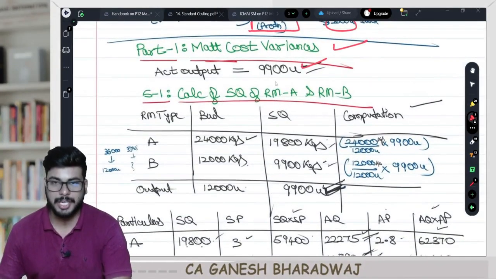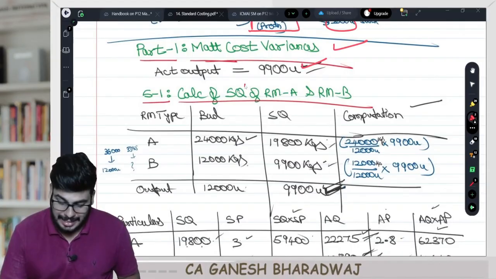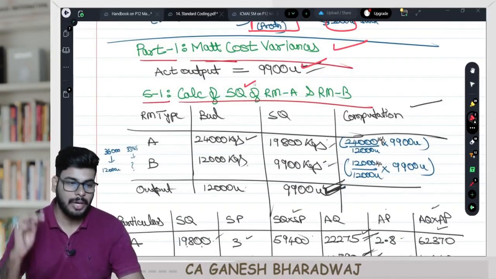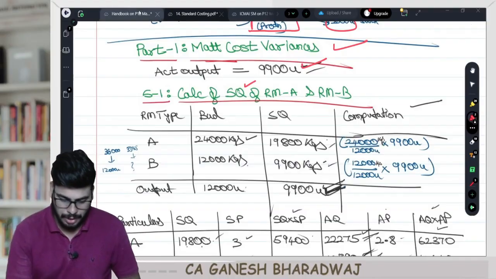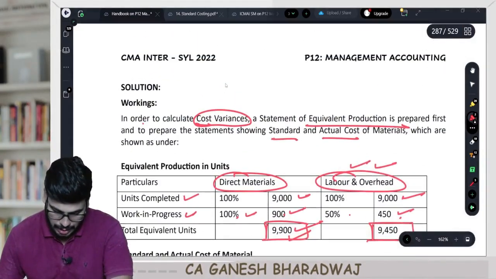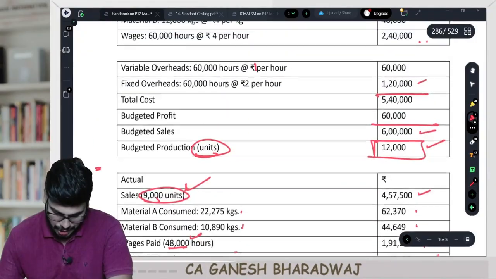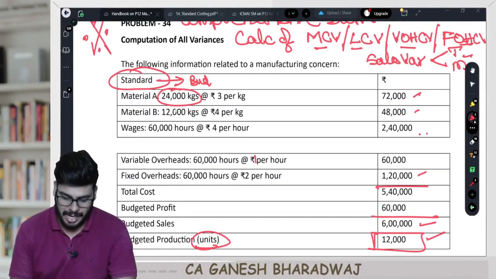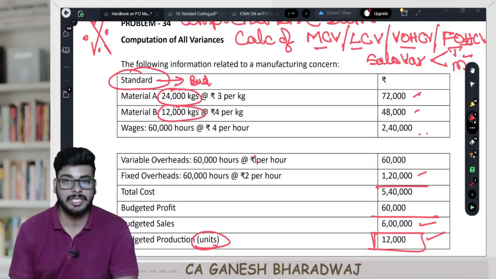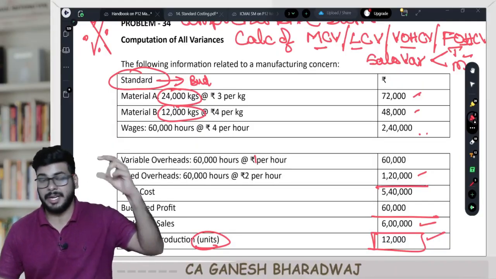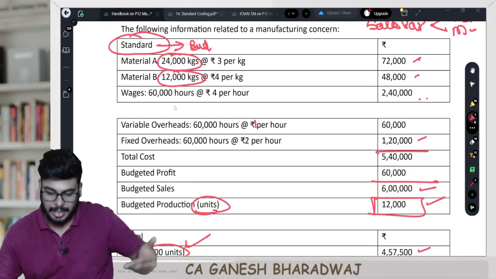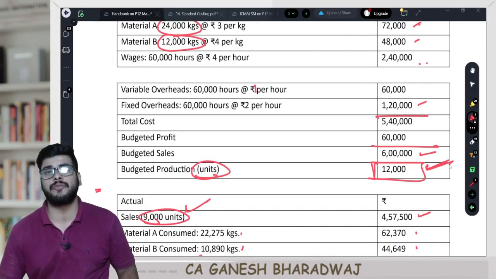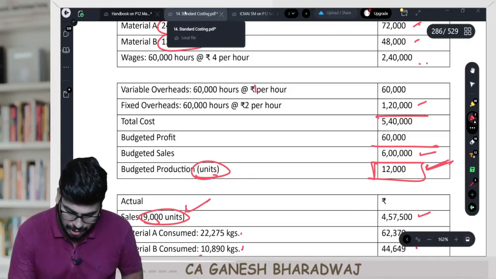So now we need to calculate the standard quantity of raw material A and B. If you look at the question, what have they given? They have mentioned 24,000 kgs of material A and 12,000 kgs of material B. This is there in the budgeted data, right? Should have been consumed to get an effective output of how much? 12,000 units. Are you clear with this?